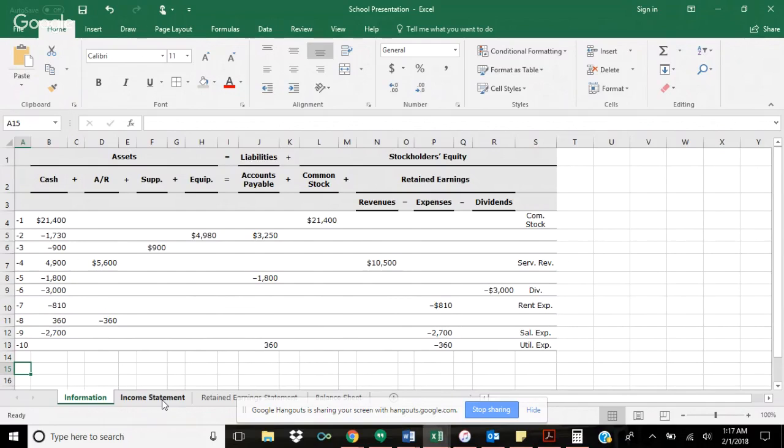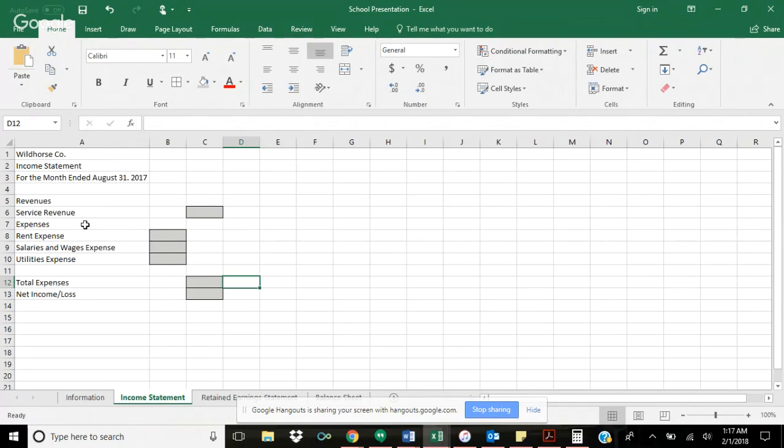And income statements are divided into a couple of different pieces. So here you can see you have the name of the company, which is the first thing that you put within an income statement. Second is the type of statement that you're making. And so this is an income statement, obviously.